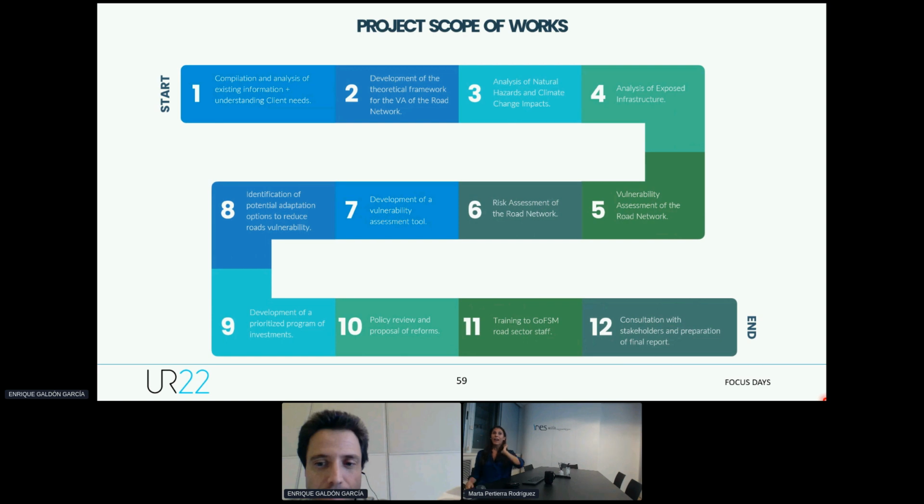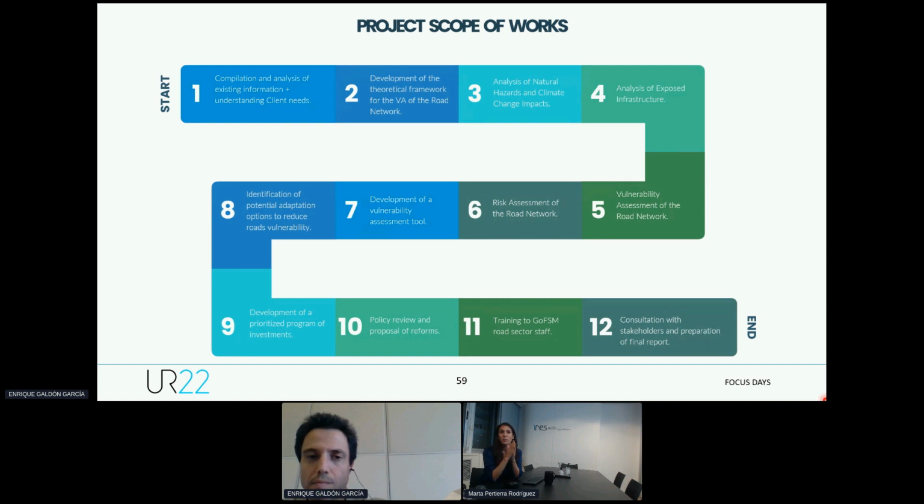Thanks. So having said that, I'm going to go quickly through the scope of works of the project that they have had, in a sequential way. So we started with the understanding of the client needs, the review of the existing bibliography, and also the definition of the existing conditions in the country and project objectives.